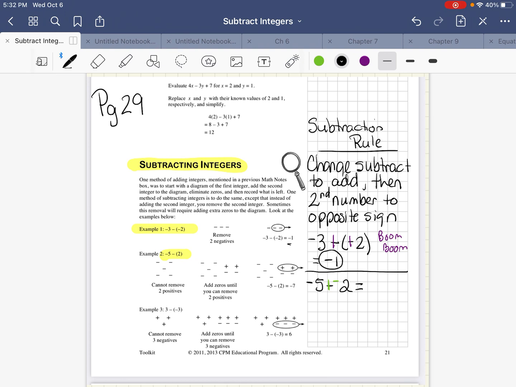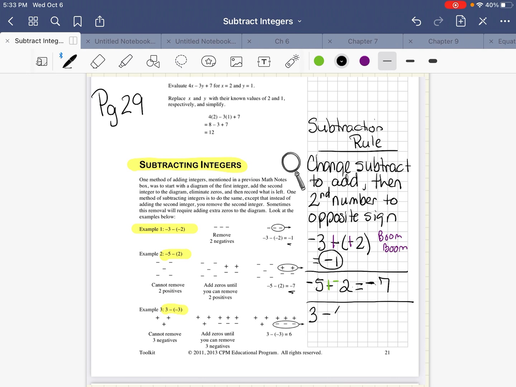Solve that. When the signs are the same, we add them together. This goes back to our addition rules, which we wrote down. 5 plus 2 is 7, and the sign doesn't change. Negative, negative, negative. Oh, look at that. And it matches the answer they got there. So that one works.